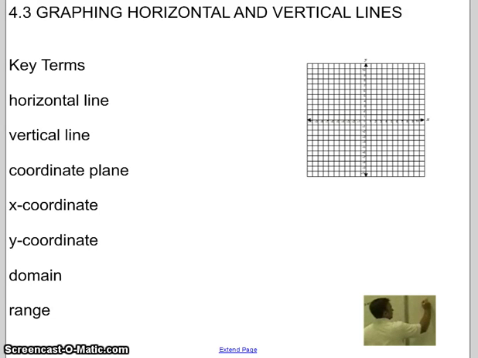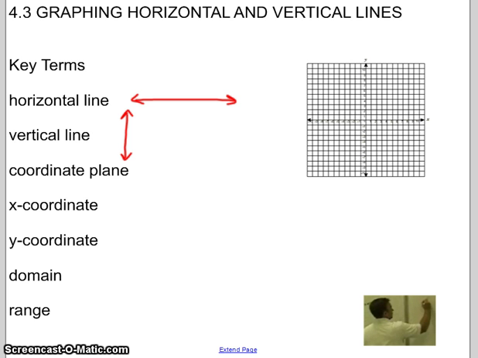Okay, now we're on to graphing horizontal and vertical lines. Some key terms. What is a horizontal line? A horizontal line is a line that goes side to side, left to right. A vertical line is a line that's up and down, straight up, straight down.